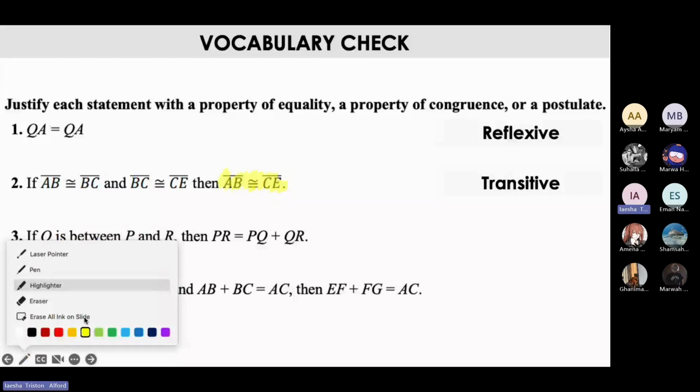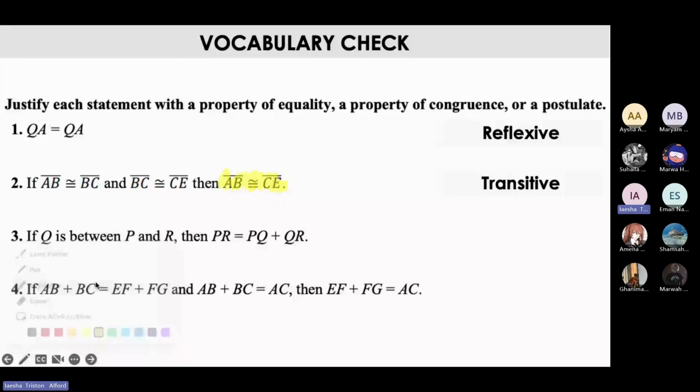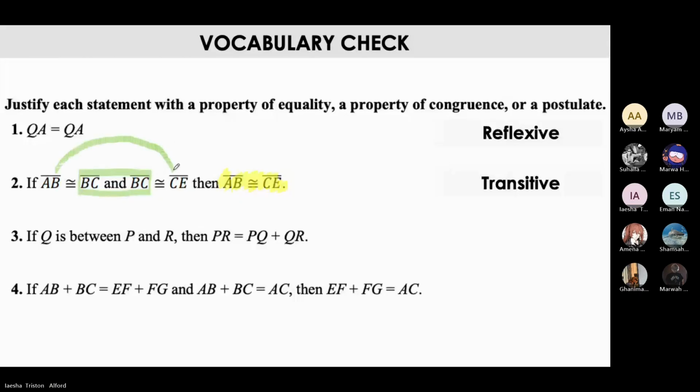You have to look very closely at this to see what's changed or what's missing. We started with BC in both, and then we deleted the BC. What reason can we give for deleting the BC? It's transitive. Skip the middle one, so the first one is congruent to the last one.